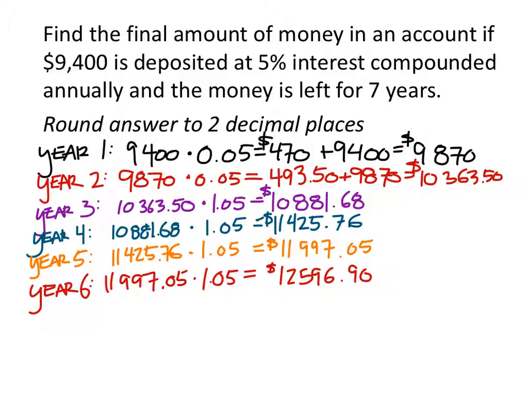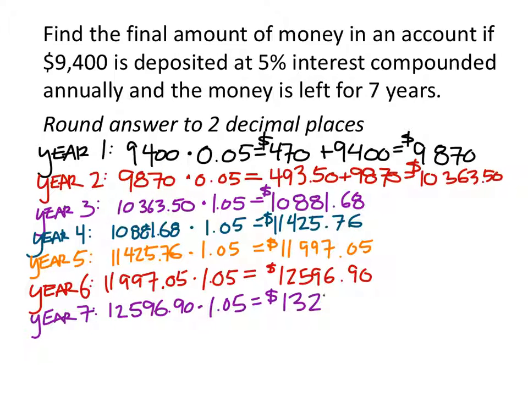$12,596.90. And then finally, year 7, we're going to start with that $12,596.90 multiplied by 105%. And we get $13,226.70, rounded 75 cents.